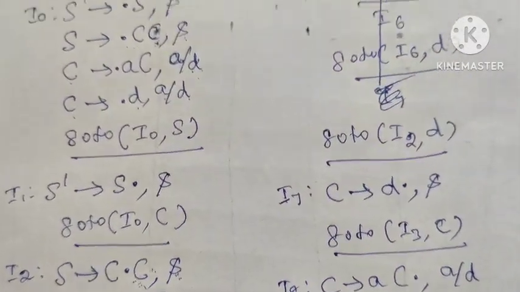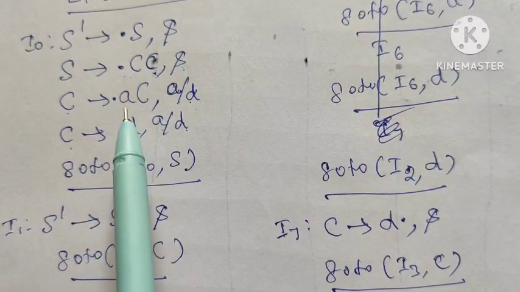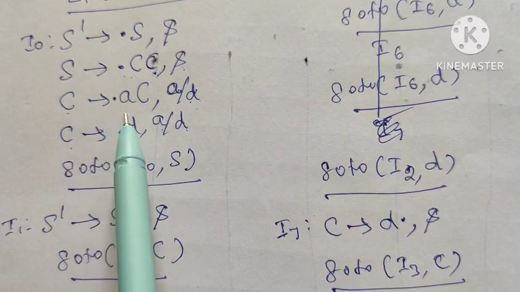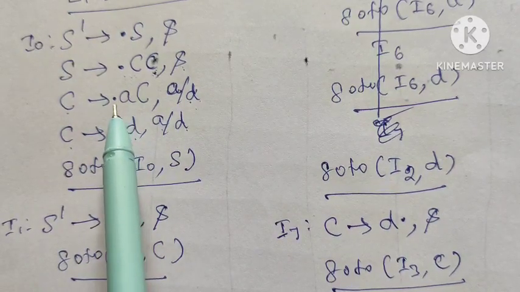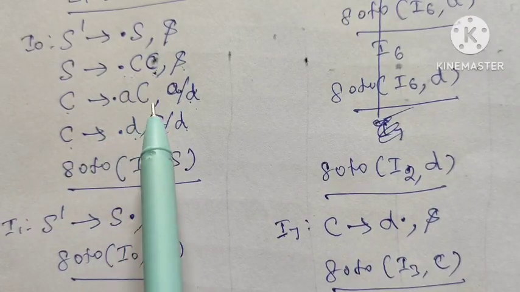Now we go for items at I0 comma A. Okay, now we have to process this dot before A here. Go to of I0 comma A. Go to of I0 comma A means move this dot one step to the right, so it will become C tends to A dot C, A bar D.